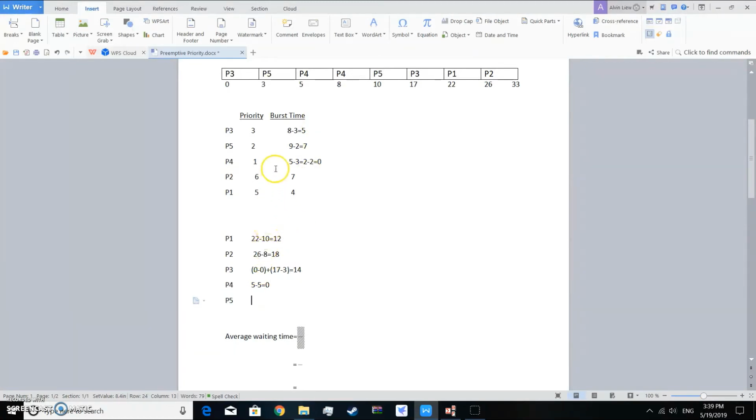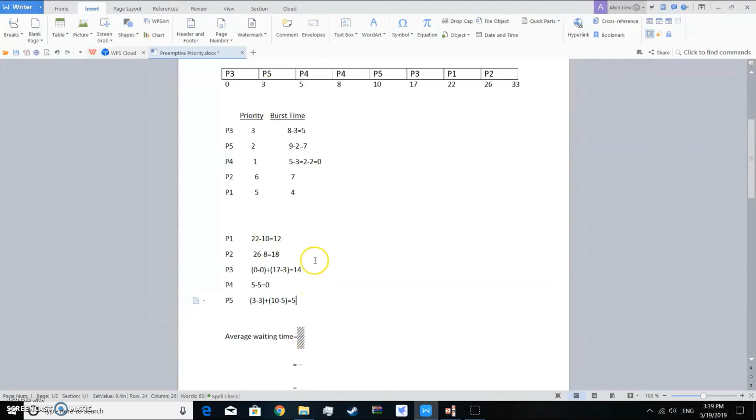P5 has 2 entries, here and here. So first step, we pick 3, minus its arrival time, which is 3, plus 10 and minus here. Equals 5.